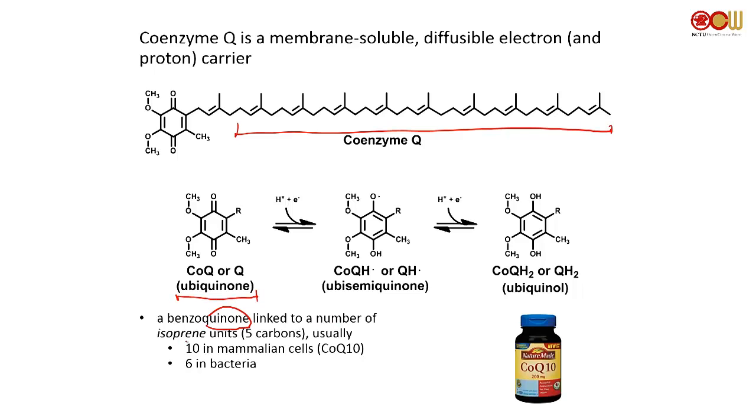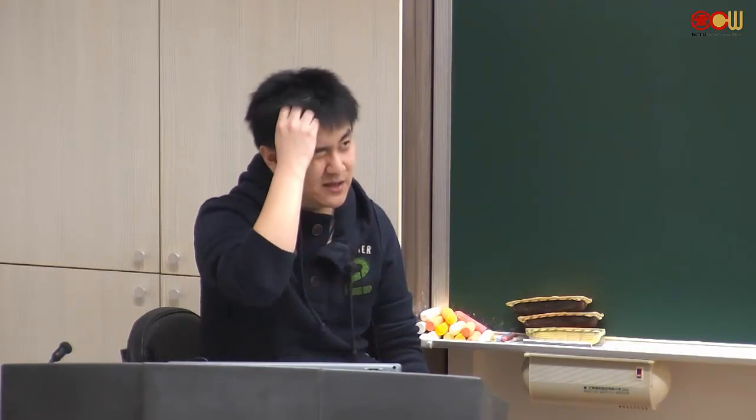It's linked to a number of isoprene units. Isoprene is like that. That's an isoprene. Isoprene is actually very interesting. The isoprene monomer by itself is a gas, and you rarely see it just lying around. Biologically it's a gas, but industrially, isoprene is a very useful chemical. You can actually make rubbers out of it.